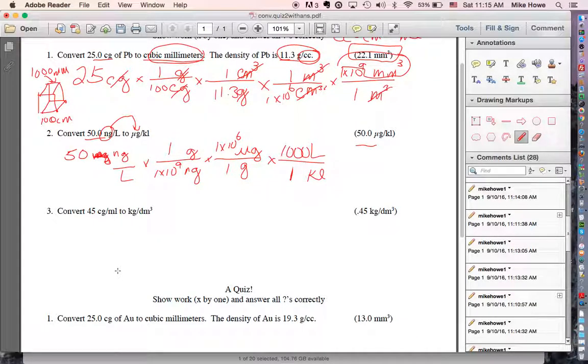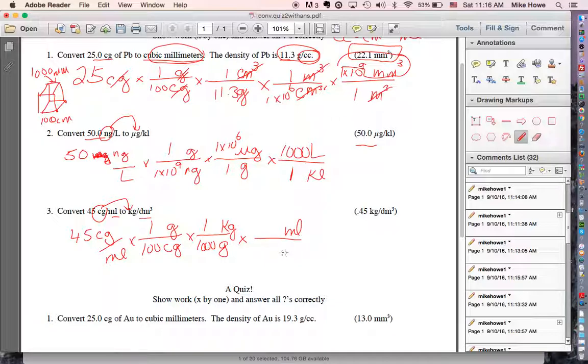Now problem number 3. You've got 45 centigrams per milliliter. We want to change centigrams to kilograms, so I'm going to put centigrams where? Bottom. I'm going to go to grams as an intermediate. Then I need to get rid of grams. One of these is 1,000 of those. Now you see that centigrams have been changed to kilograms. Now we need to change milliliters to cubic decimeters. So put milliliters on the top.